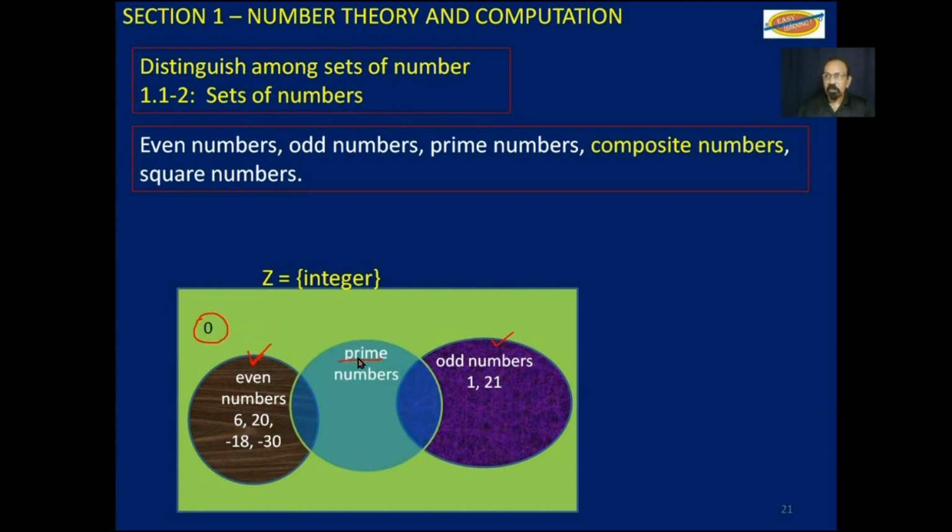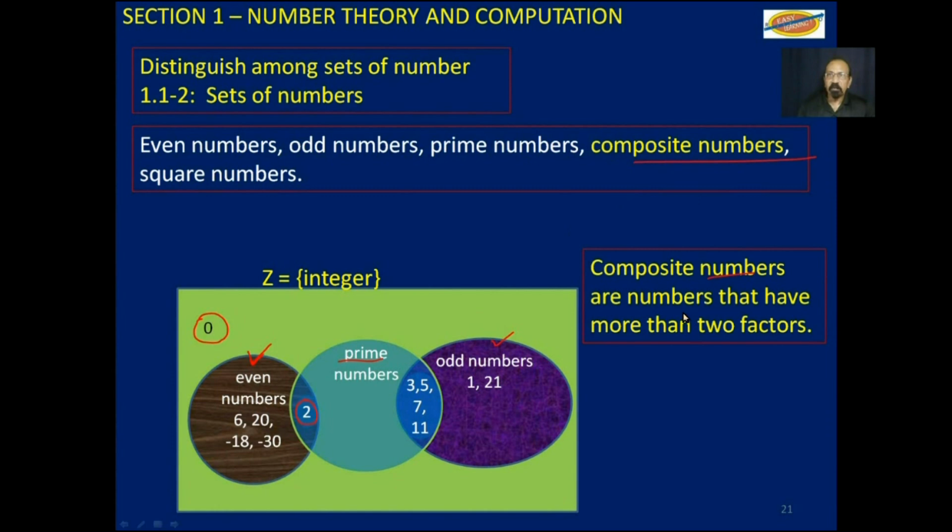Prime numbers, you could have odd numbers that are prime numbers. You could have even numbers that are prime. Well, only one, which is 2. 2 is the only even number that is prime, and all the other prime numbers are odd. For example, 3, 5, 7, and 11. Okay, where do we put composite numbers here?